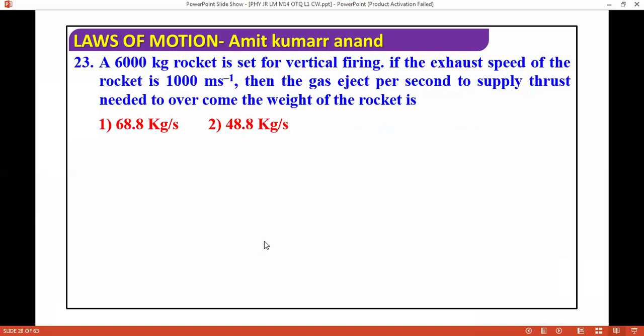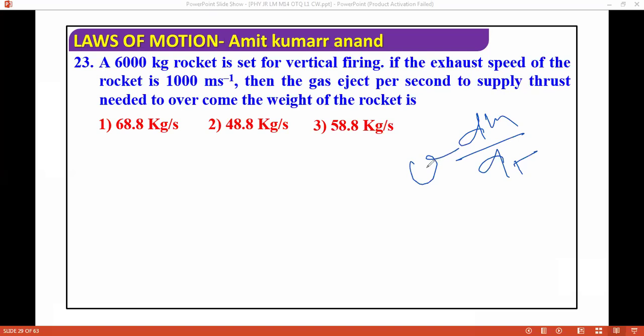A 600 kg rocket is set for vertical firing. If the exhaust speed of the rocket is this, the gas ejected per second to supply the thrust needed to overcome the weight of the rocket is? What the question is asking is the rate of change of mass with respect to time, a simple, easy question. So this is v. Can I say v into dm by dt?